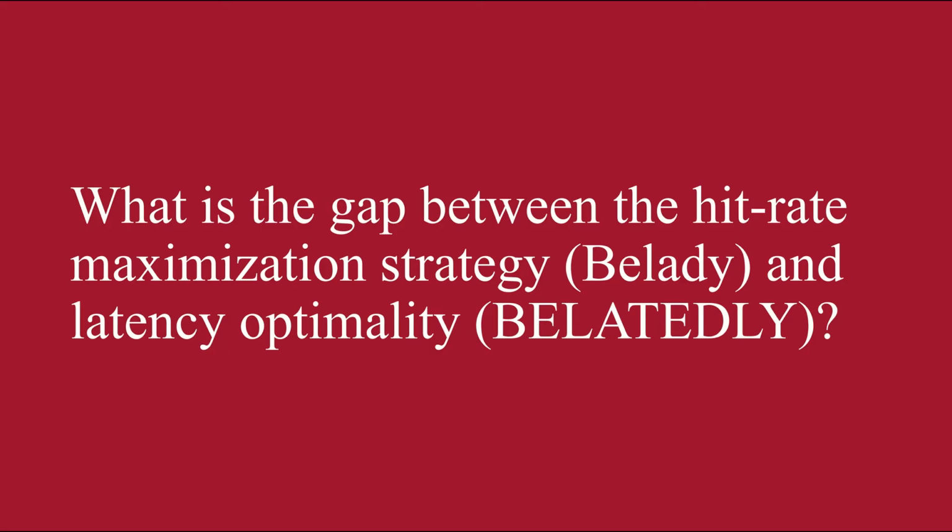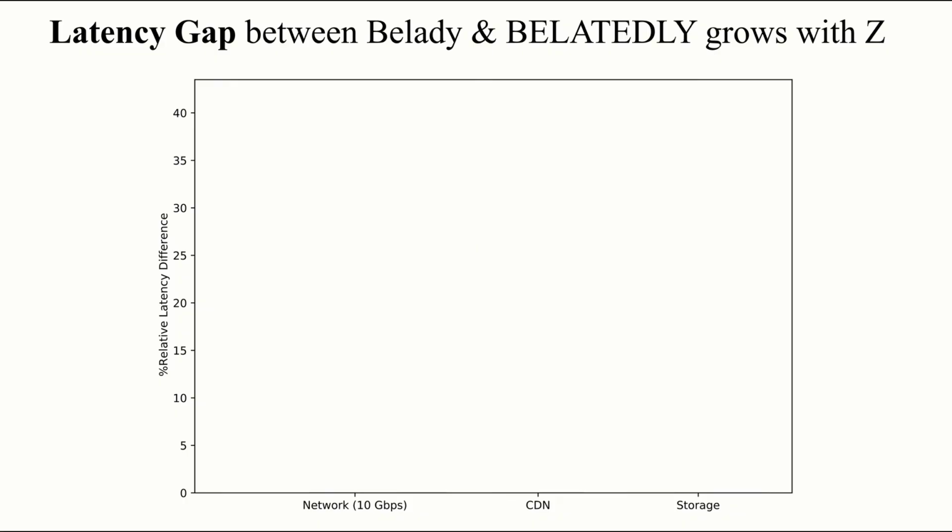So now that we have an optimal algorithm, we're ready to quantify the gap between Belady, that is the hit rate maximization strategy, and true latency optimality. The next set of graphs depict the percent relative latency difference between Belady and Belatedly. Here we look at three different application scenarios: 10 Gbps network traffic, CDNs, and storage. For each one, we'll consider a range of Z values corresponding to different use cases.